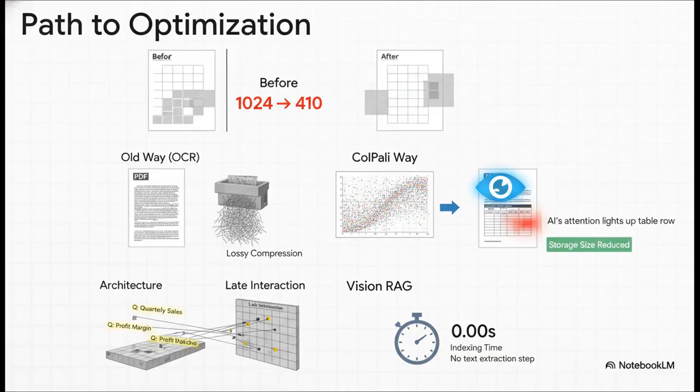But the story doesn't end with a massive bill. This is a solvable engineering problem, and people are already on it. The most promising idea is called token pooling. Basically, the model learns to group together redundant patches, like all that empty white space on a page. Early research shows you can slash the vector count by more than 60% and lose barely any performance. You combine that with things like quantization, and that billion vector bill starts to look a whole lot less scary.